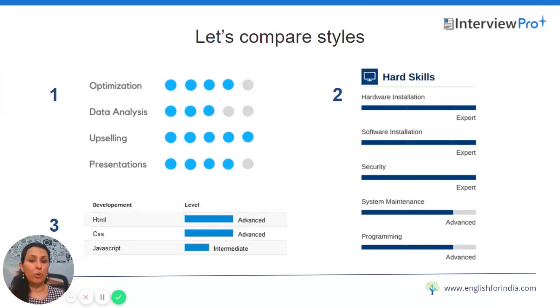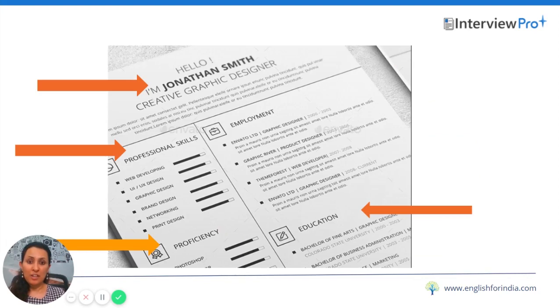Why are these styles so important? Because when a recruiter is looking at your resume, these designs set your resume a notch apart from the others. Remember, whenever a recruiter sees your resume, the upper half of your resume is where the focus falls. You have to make sure that your name stands out, your professional skills stand out, your proficiency stands out, and your education stands out in the upper half of your resume.